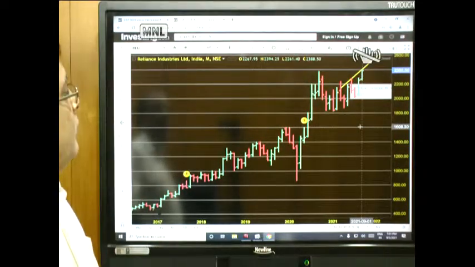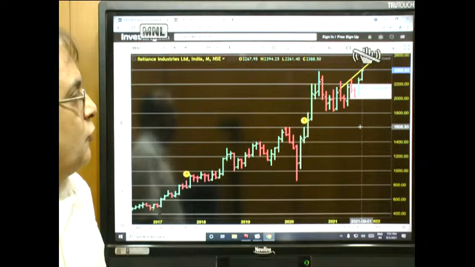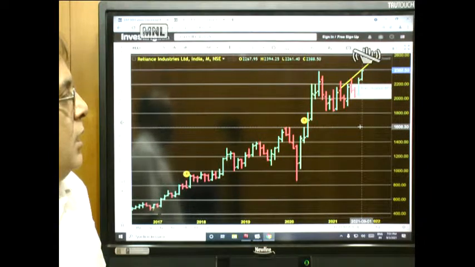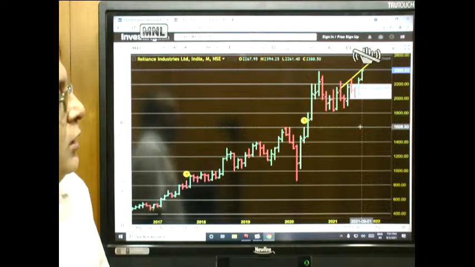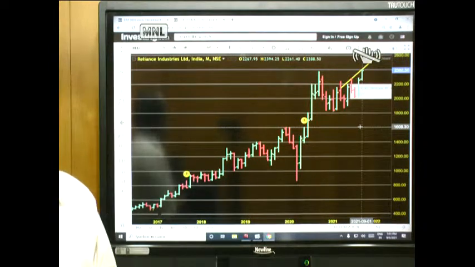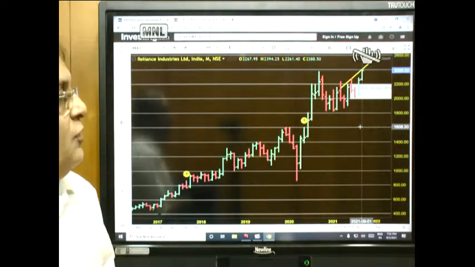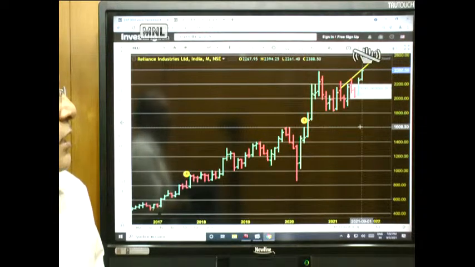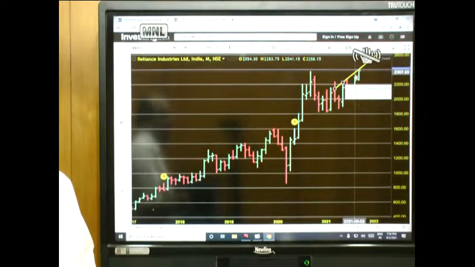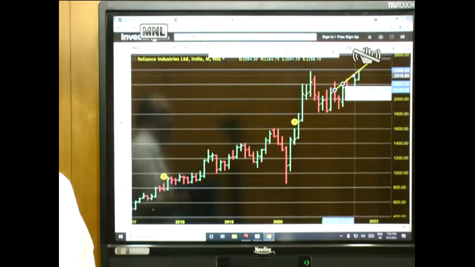So probably we could expect another 40-50 rupees first to come, which probably could be 2430 levels. So I think around 2430, 2440 levels we have to see how the performance is, because it has rallied a little significantly right now. So we could expect some sort of a resistance to come at this level.